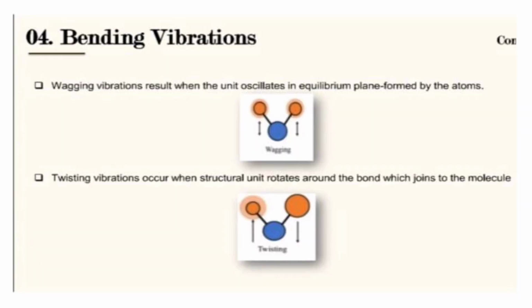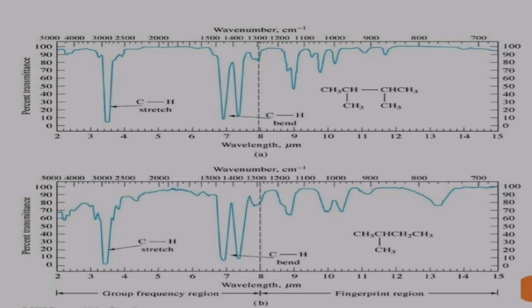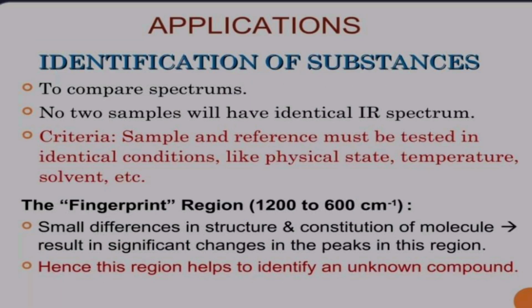Bending vibrations. Wagging vibration results when the unit oscillates in the equilibrium plane formed by atoms. Twisting vibrations occur when the structural unit rotates around the bond which joins it to the molecule. Here is a graph which explains IR spectroscopy. Let's see the applications of IR spectroscopy.